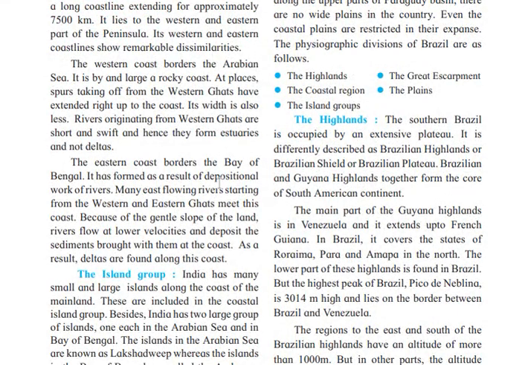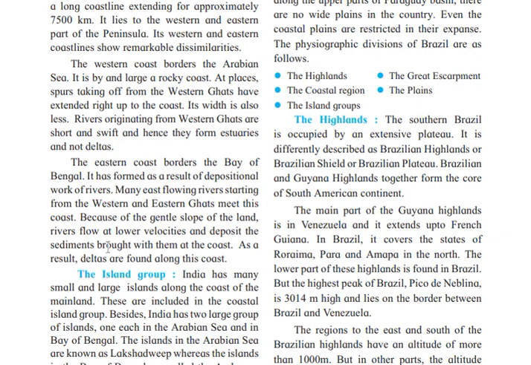Now the eastern coast borders the Bay of Bengal, and it is formed as a result of the depositional work of rivers. Many east-flowing rivers from the Eastern Ghats meet this coast. Because of the gentle slope of the land, rivers flow at lower velocity and deposit the sediments brought with them at the coast. As a result, deltas are found along this coast.